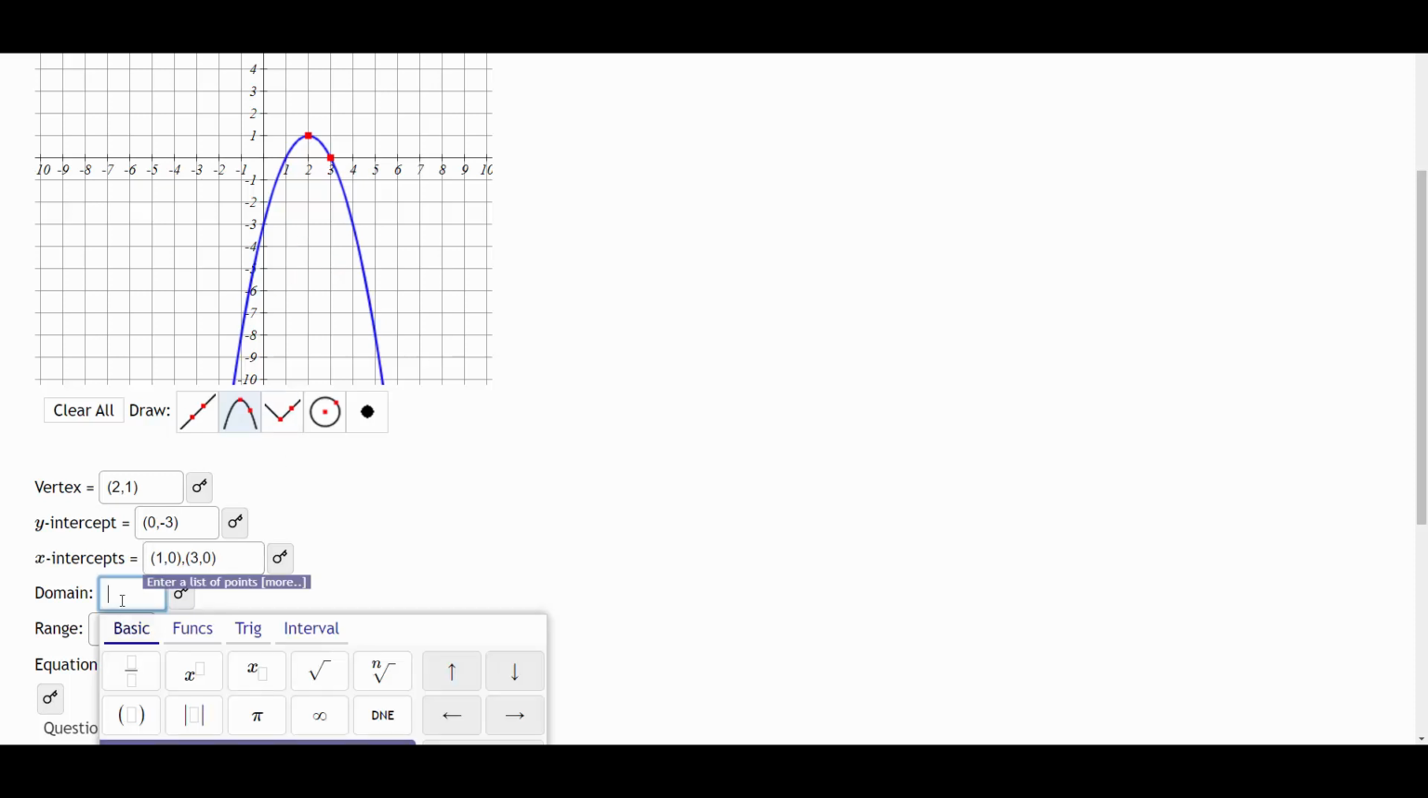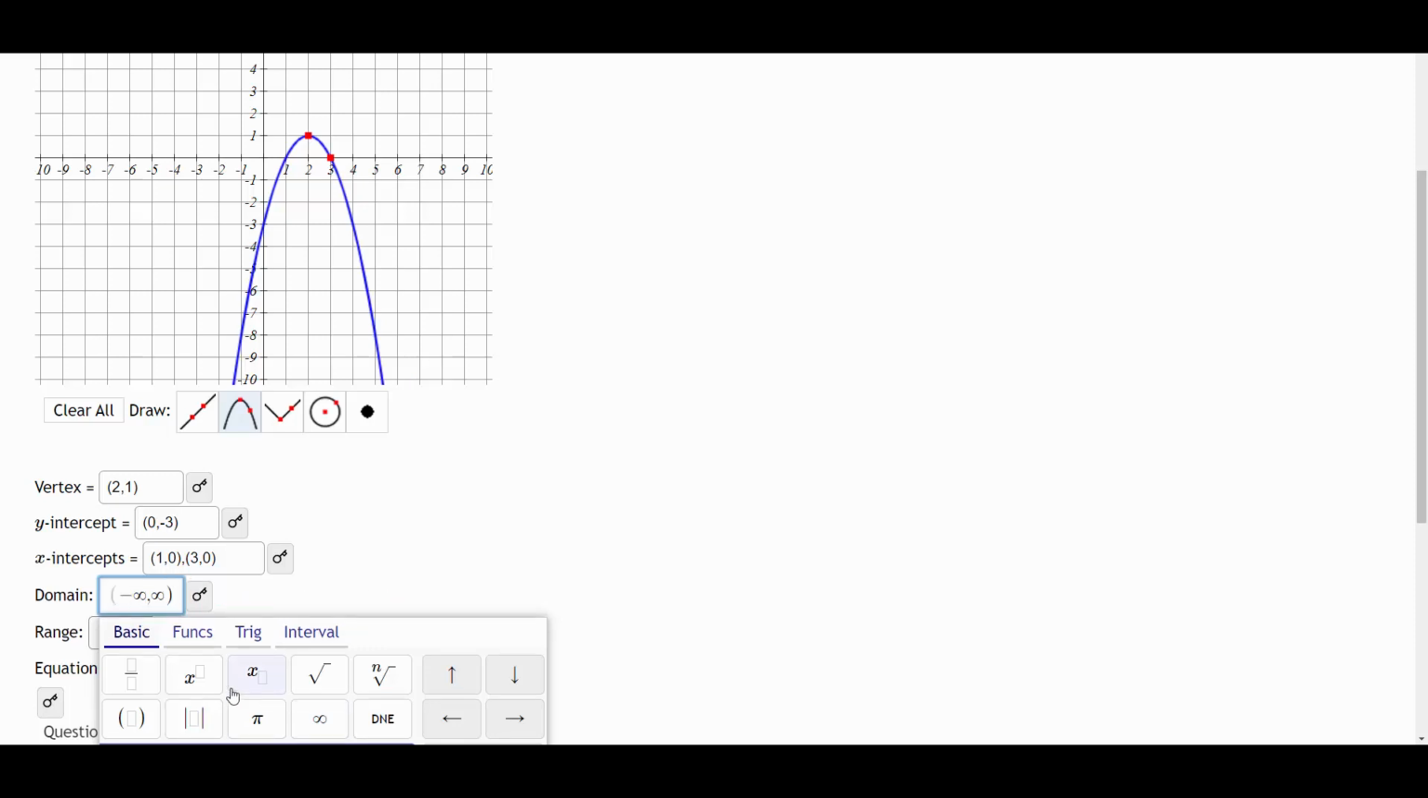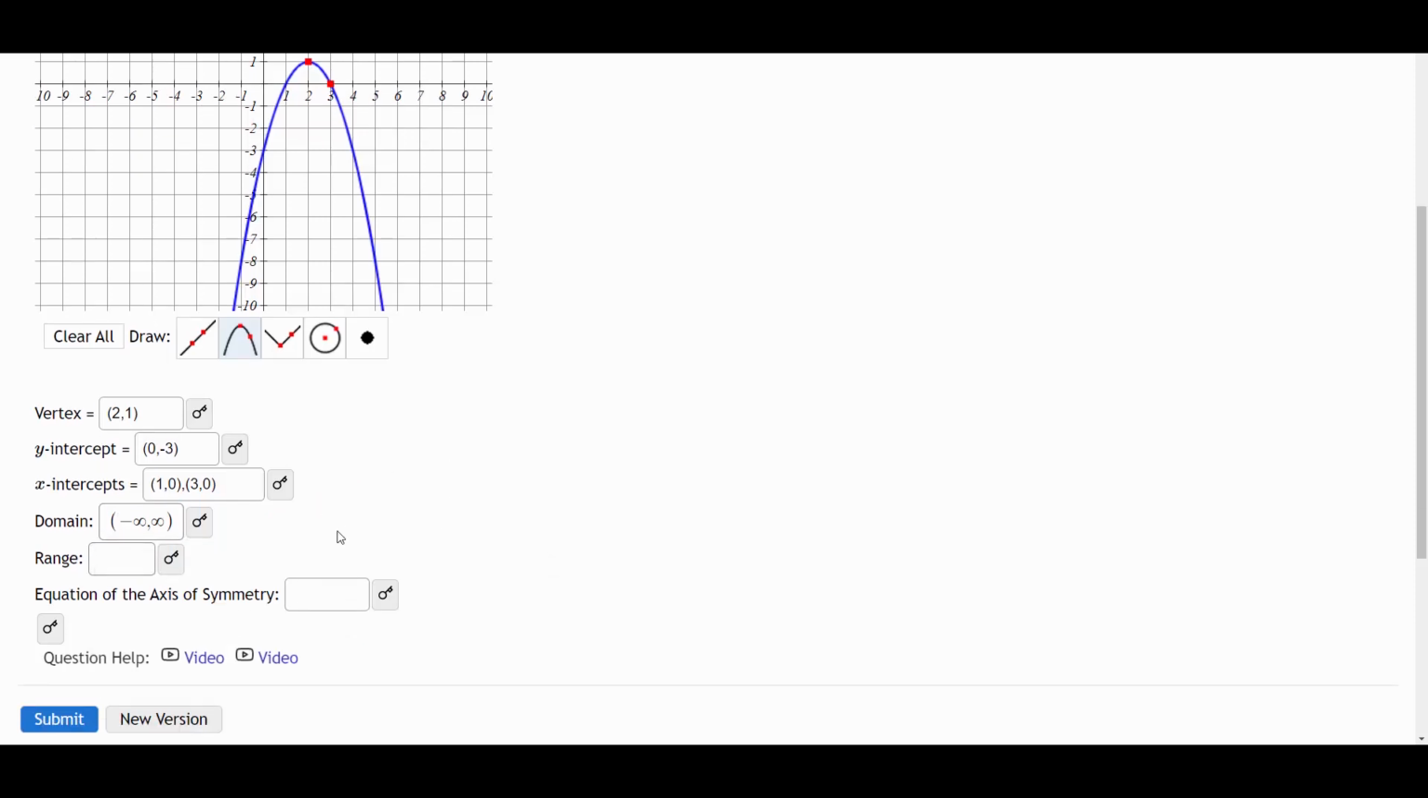There we go. Okay, domain. Remember for parabolas, the domain is always negative infinity to positive infinity. So if I go off to the left here, I know this parabola keeps going on and on forever. So it's going to go to negative infinity. So I'm going to hit infinity, comma, and then I know that it's going to go off to the right forever too. So if I head off to the right, it keeps going forever and ever. So I'm going to put a positive infinity there, and both of those are going to get parentheses instead of brackets because it's infinity. Okay.